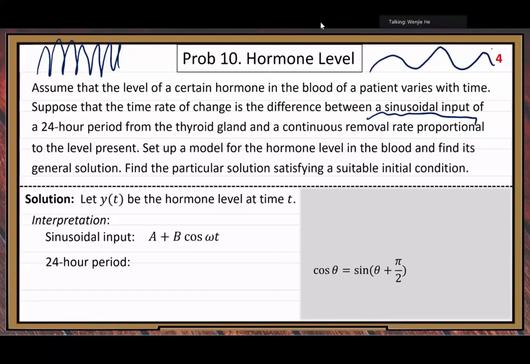Based on the information, 24-hour period. What's that? That's not frequency. Period is closely related to frequency. It's a reciprocal relationship. So, the period.